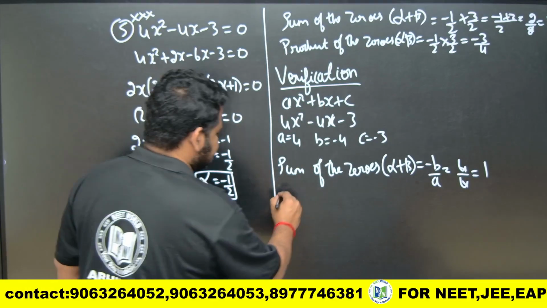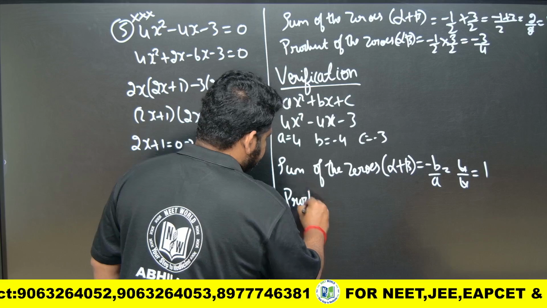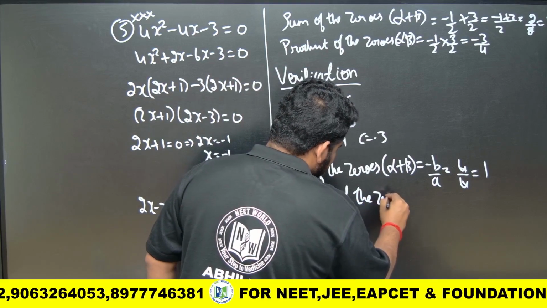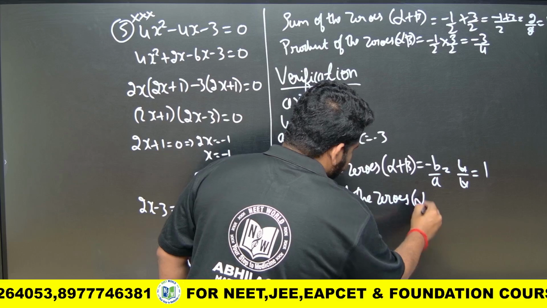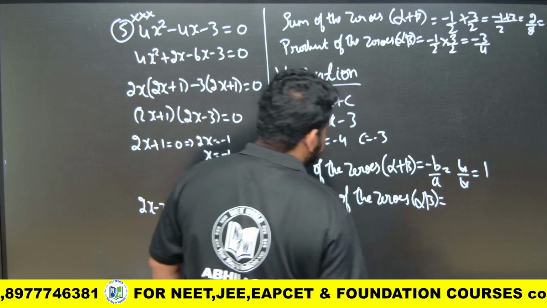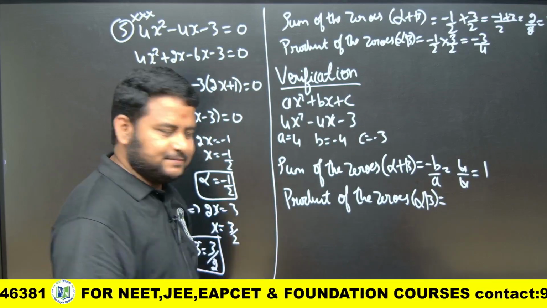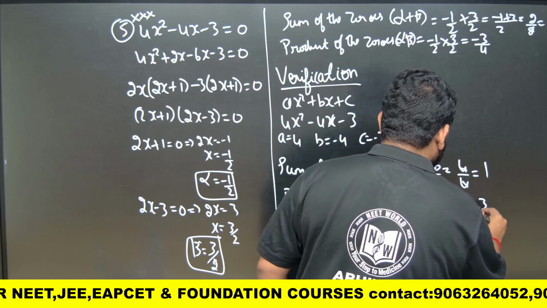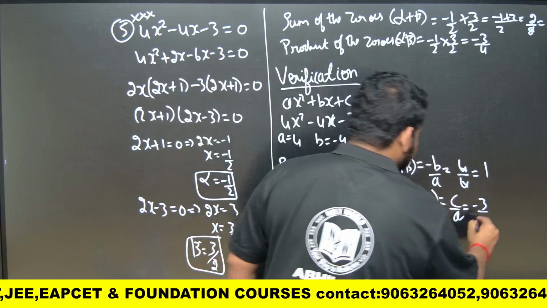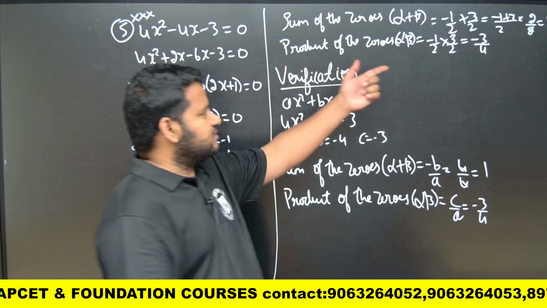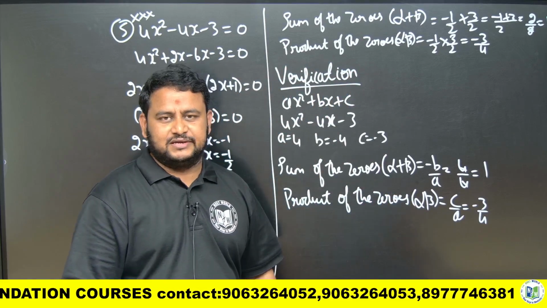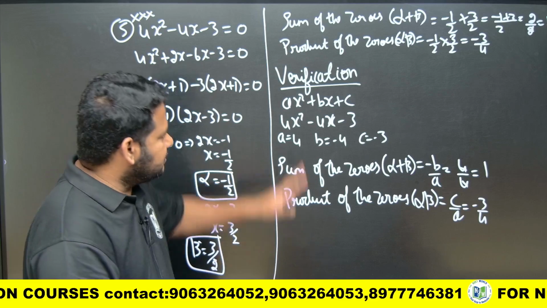Now product of the zeros. Alpha into beta. Product of the zeros is alpha into beta. That is what, friends? That is c by a. C is what? Minus 3. A is what? 4. So what we have here? Product of the zeros is minus 3 by 4. What we have here? Is it different? It is same. Minus 3 by 4 only. So completely we have verified this also.